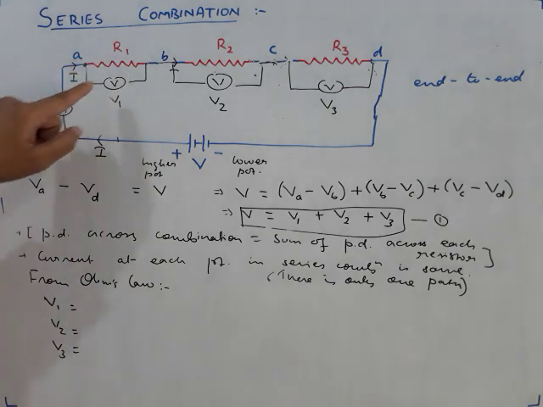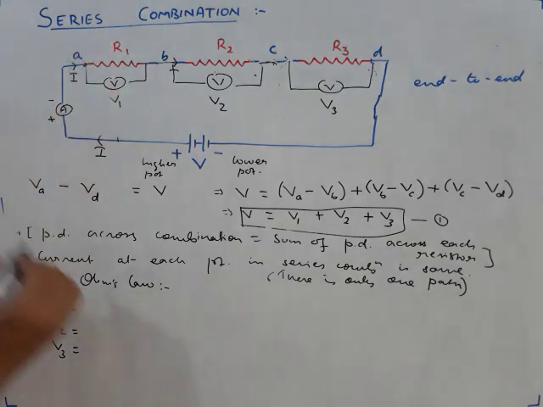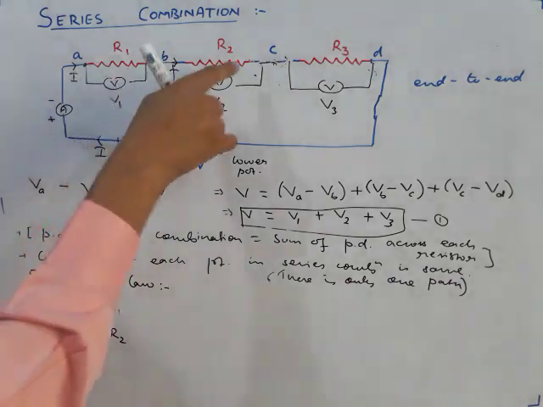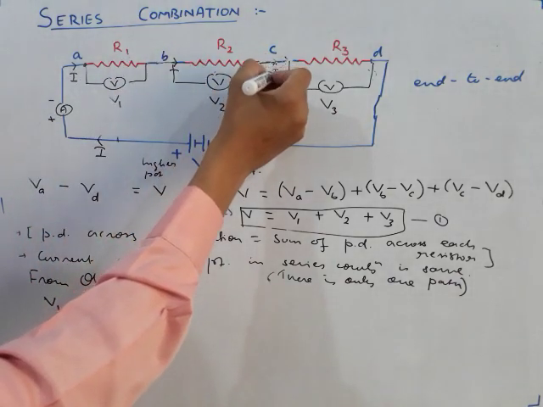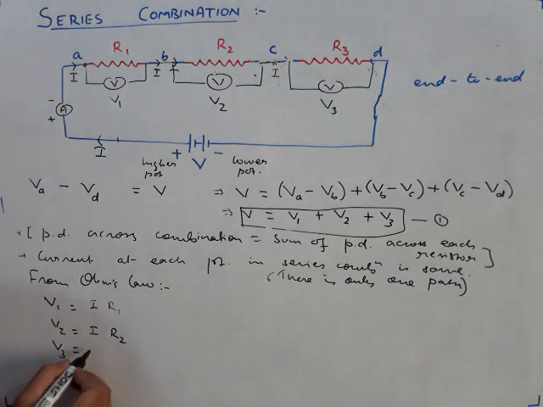What is the current through this R1? It is I. And what is the value of resistance? It is R1. So V1 will be how much? I times R1. V2 will be I times R2. Because the current remains same, I. And likewise V3 will be how much? I times R3. Is it clear?